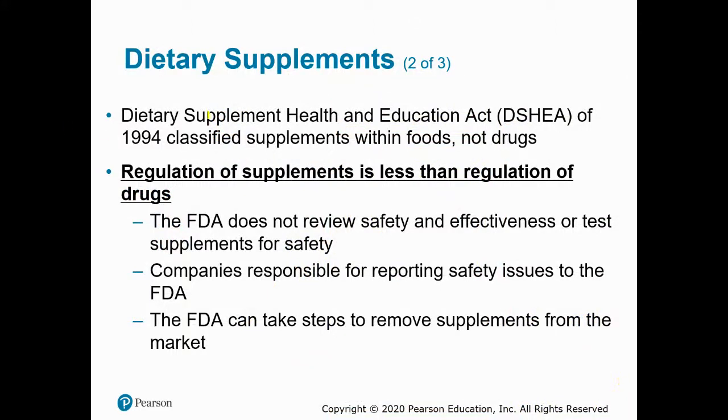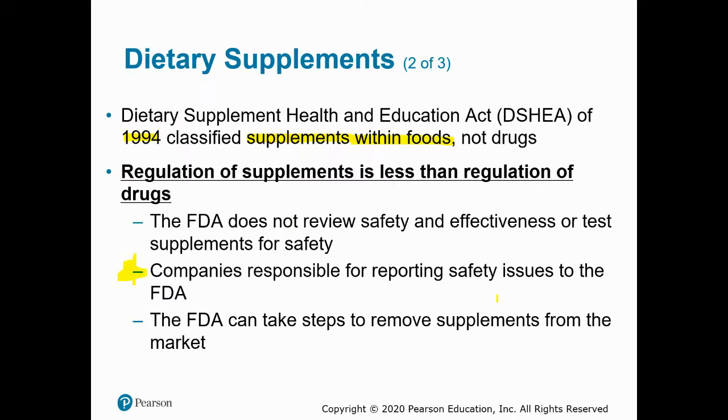So dietary supplements are also relatively new in the grand scheme of things, so their regulation is somewhat new as well. In 1994, the Dietary Supplement Health and Education Act was passed, and it classified supplements as foods, not as drugs, meaning that their regulation will be different and distinct from drugs. So regulation of supplements is less than the regulation of many drugs. The FDA does not review safety and effectiveness, nor do they test supplements for safety.